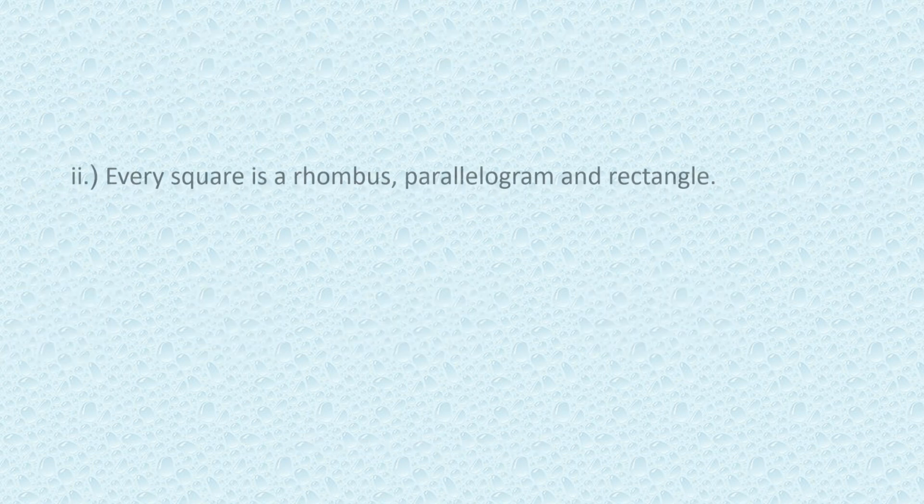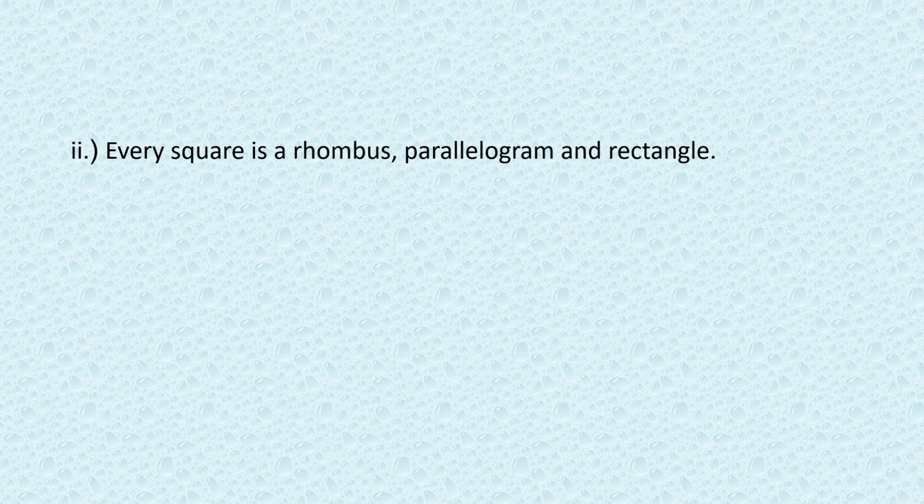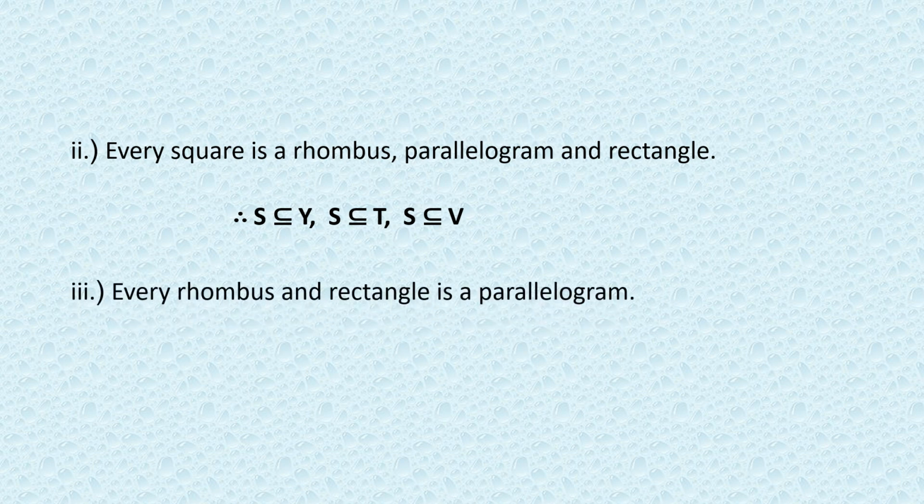Every square is a rhombus, parallelogram and rectangle. So every square, S being the set of squares, is a rhombus, Y, a parallelogram, T, and a rectangle, V. So, S is a subset of Y, S is a subset of T and S is a subset of V.